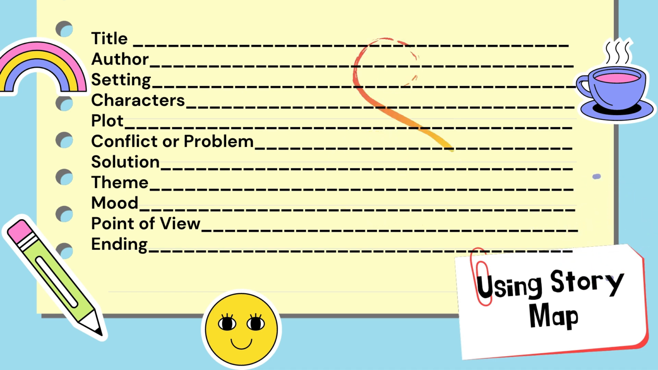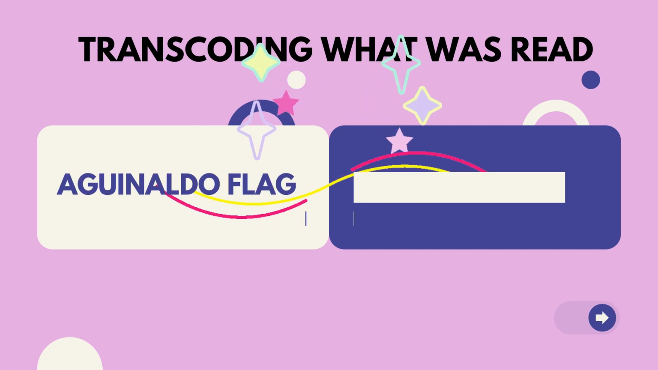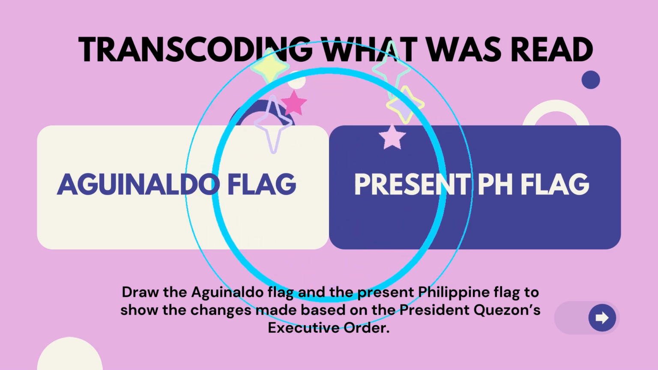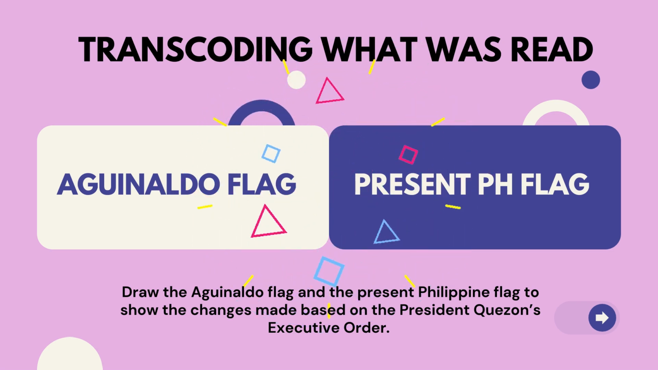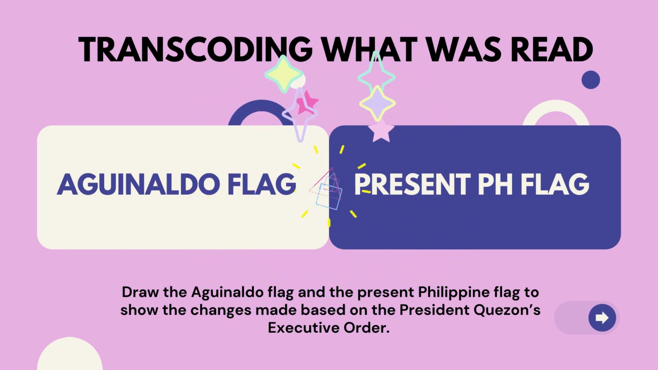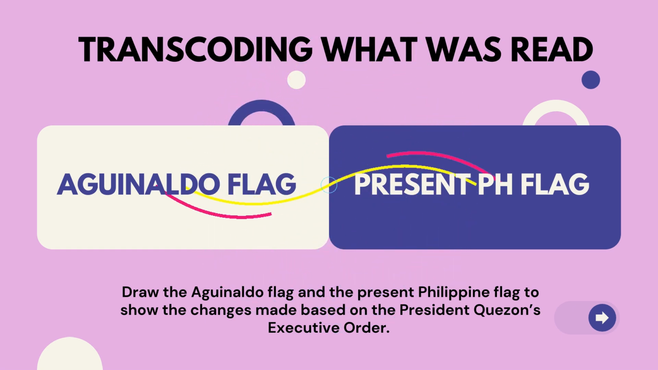And the last choice would be transcoding what was read. So you just have to distinguish Aguinaldo's flag and the present Philippine flag. You just have to draw it. If you want to add some description or explanation regarding your illustration, that's also fine. The criteria can be found in the module as well.